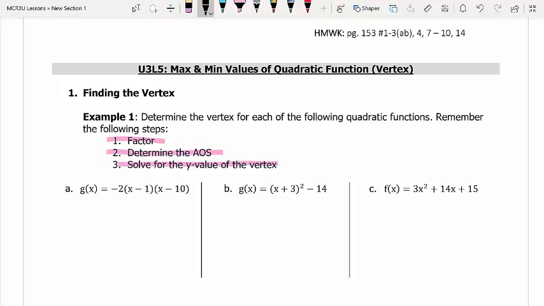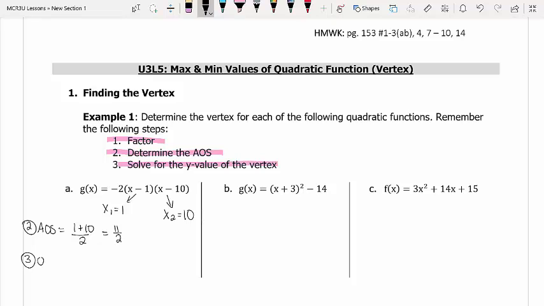So example 1 is given to you in factored form of a quadratic already. So this would be an example of where you can skip step 1, because we already know that the zeros are at 1 and 10. Okay, so let's skip right to step 2 and calculate the axis of symmetry. You're just going to add the zeros together and divide by 2.